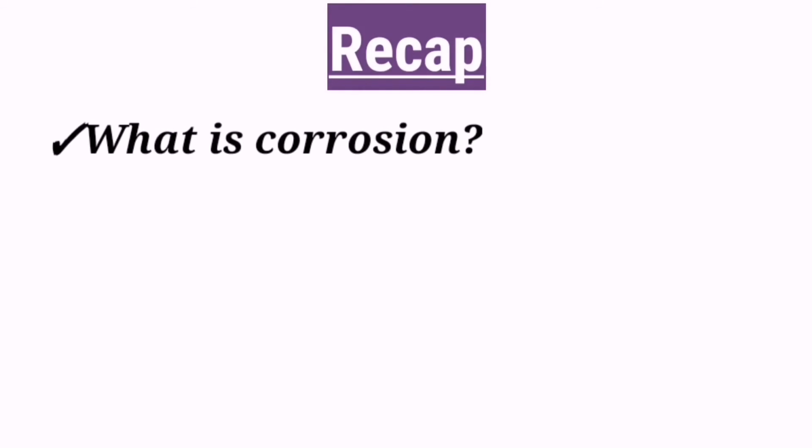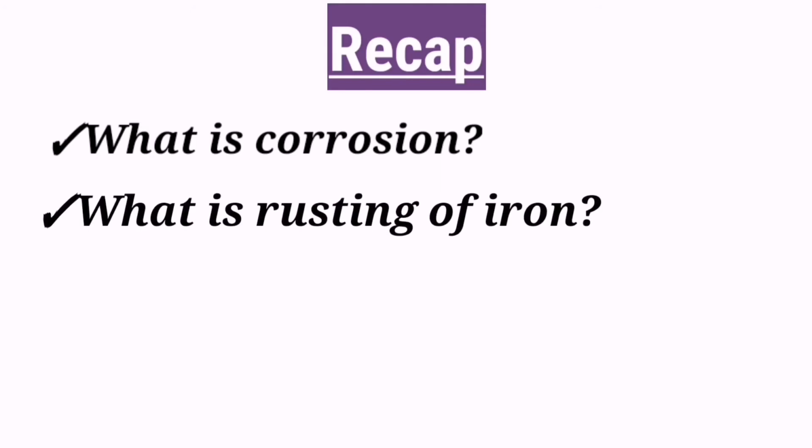Now, recap of our lesson. What is corrosion? It is a redox chemical reaction that takes place by the action of air and moisture with the metals. What is rusting of iron? Corrosion of iron is called rusting.